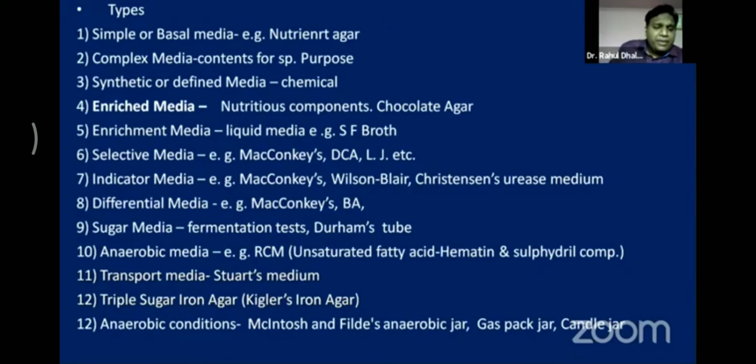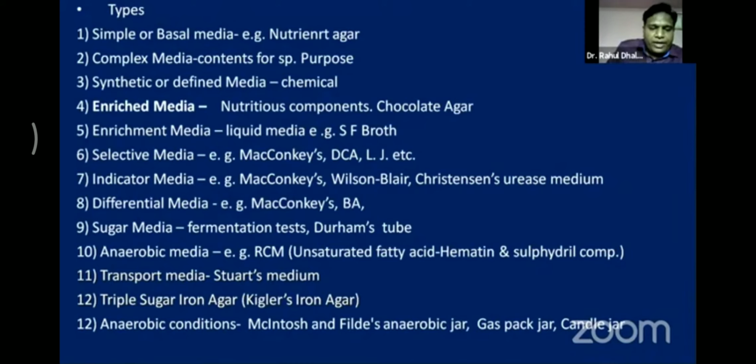Then indicator media, which indicate an activity. Example, MacConkey agar again. Why MacConkey agar? It gives lactose fermenting colonies on MacConkey agar. Then differential media. Again, the example is MacConkey agar. Why? Because it differentiates between lactose fermenting and non-lactose fermenting colonies. Also, you can use sugar media. By using fermentation tests with various sugars, you can identify the bacteria.